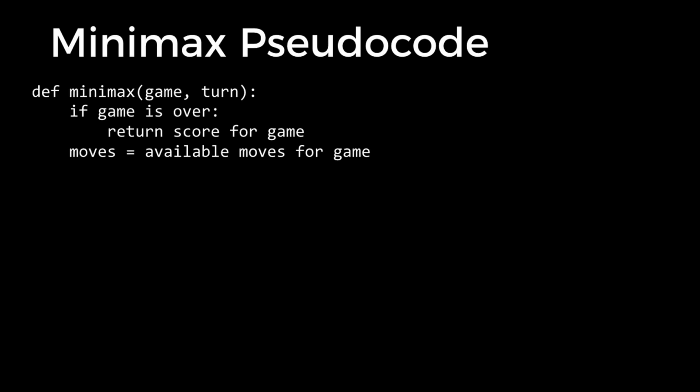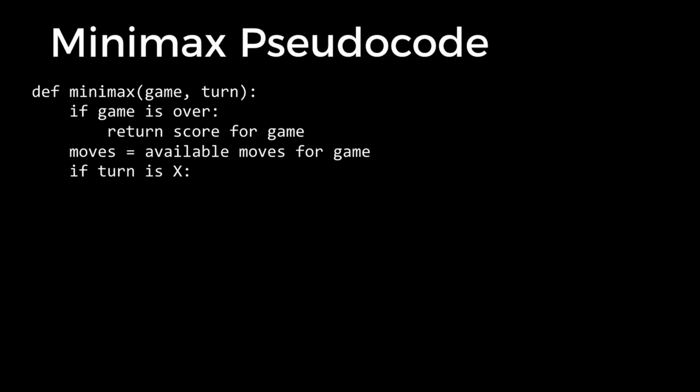But then we need to say, all right, we need to figure out what the available moves are for the game. In the case of tic-tac-toe, that's as simple as just looking for what are the empty squares. But it's important to just look for the empty squares because you don't want to consider moving into places that are illegal moves, moves that there already is an X or an O there, for instance. You want to consider only the available moves for the game.